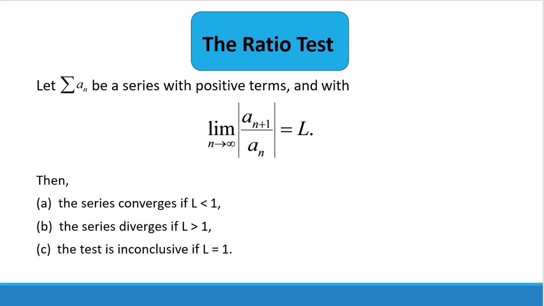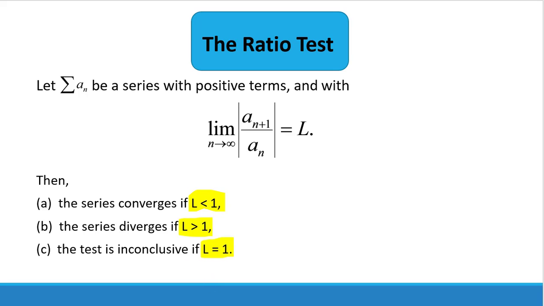Okay, so our ratio test. I have a series with positive terms. If you take the n plus 1th term and divide it by the nth term, and you take that limit as n goes to infinity, and you get some sort of limit, then we converge if our limit is less than 1, diverge if our limit is greater than 1, and we are inconclusive if the limit equals 1.